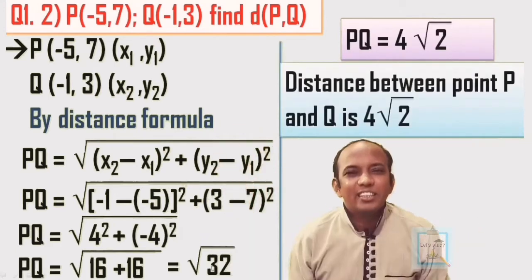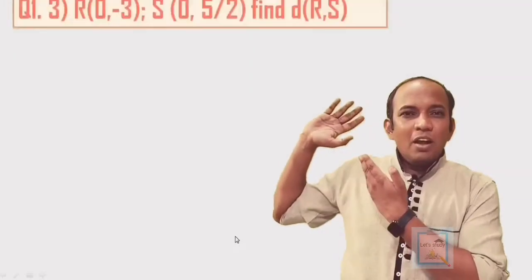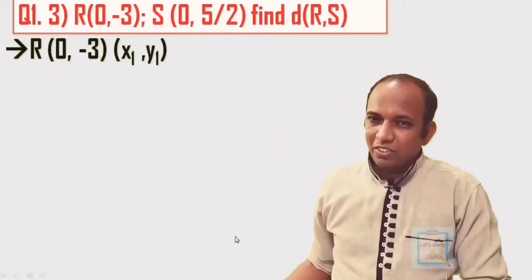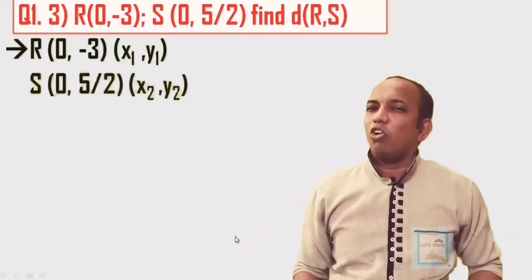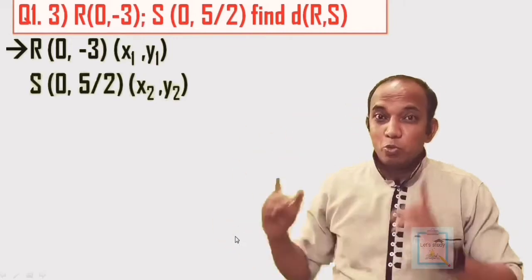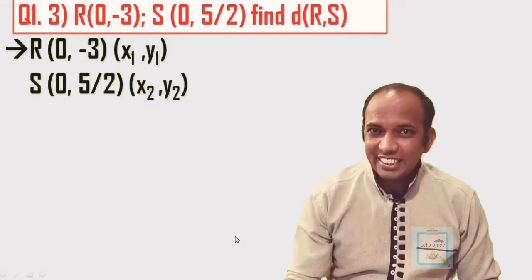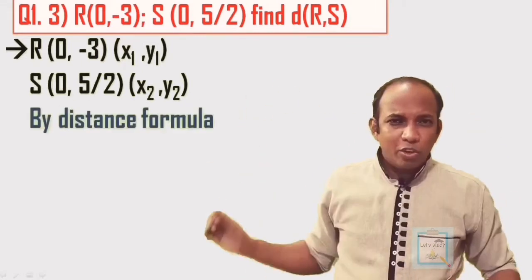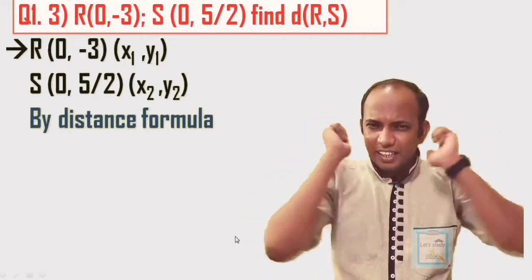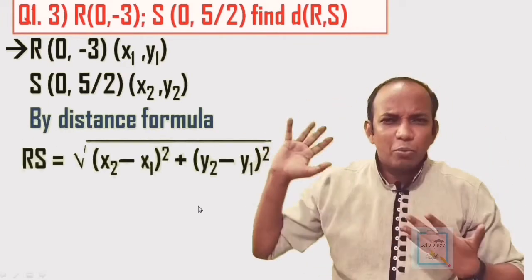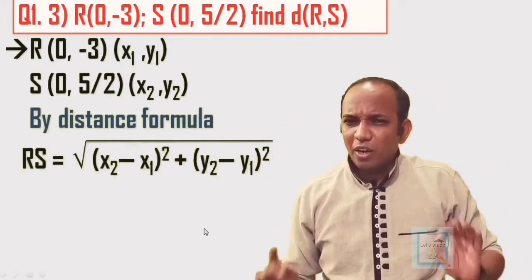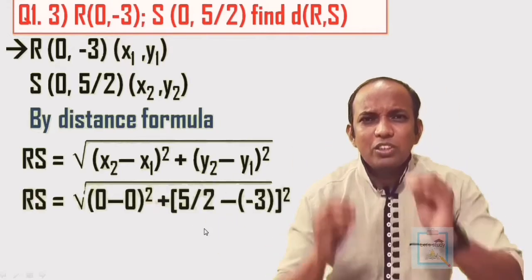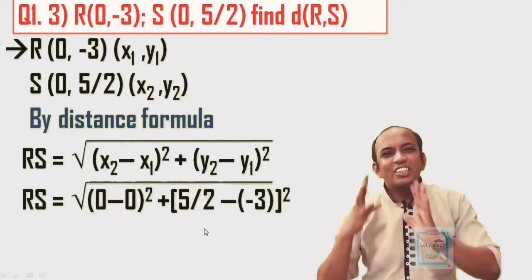And here we go with the next sum on the board. That is, for the point R we have coordinate 0 and -3. For the point S we have the coordinate 0 and 5/2. Yes, it's a fraction. Now the way I have mentioned x1 y1 x2 y2, don't forget to mention that part. After that, distance formula, and mention the formula. After mentioning the formula, the moment you substitute the value, the easiest part is what you know, 0 minus 0, you will get the answer 0.